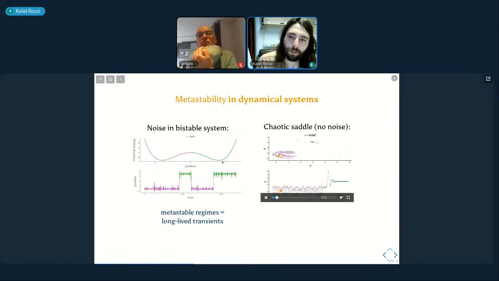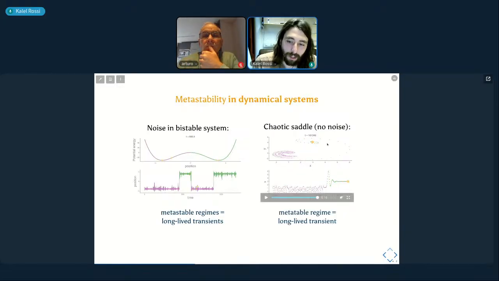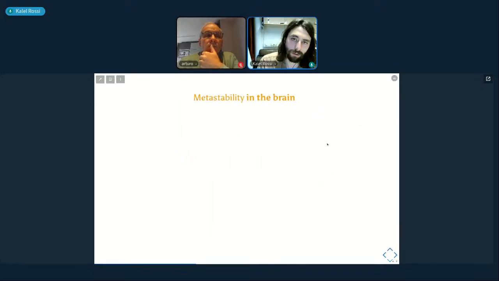Another example, as I mentioned already before, is a chaotic saddle, where the units can stay on this chaotic saddle for quite a long time, but eventually they will also escape the chaotic saddle and they won't come back. This is also mentioned as a metastable regime, and it's also an example of a long-lived transient.